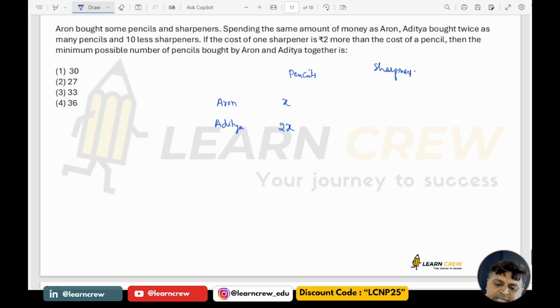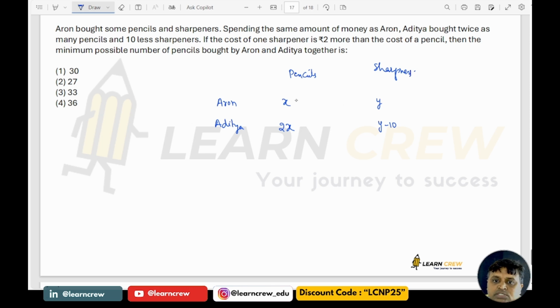Here, Aditya buys 2X pencils if Aaron buys X pencils, and Aditya buys 10 less sharpeners than Aaron. If Aaron buys Y sharpeners, then Aditya buys Y minus 10. So they are spending the same amount of money. Aditya bought twice as many pencils. The cost of one sharpener is 2 more than the cost of a pencil.